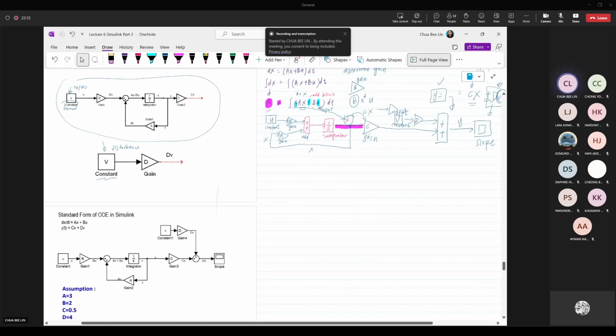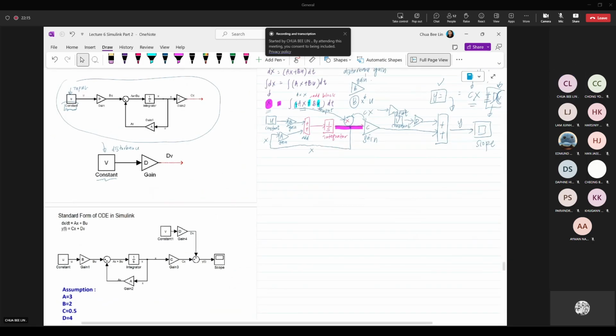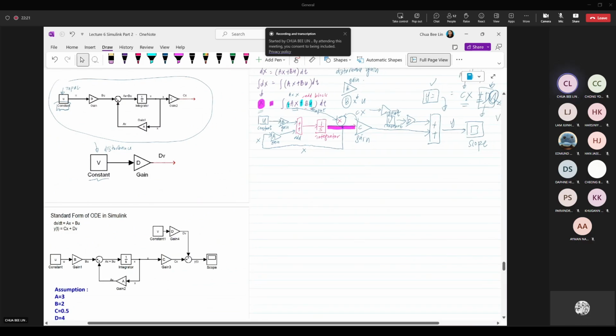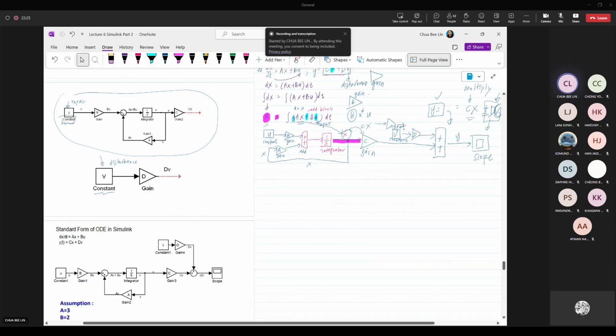So we combine everything, we will get this block. Okay, we will get this. So this is exactly the same solution that we have.